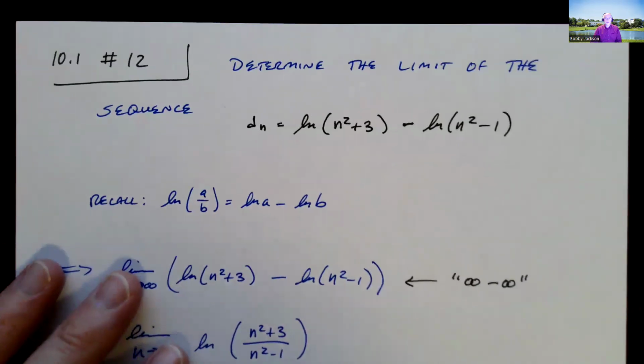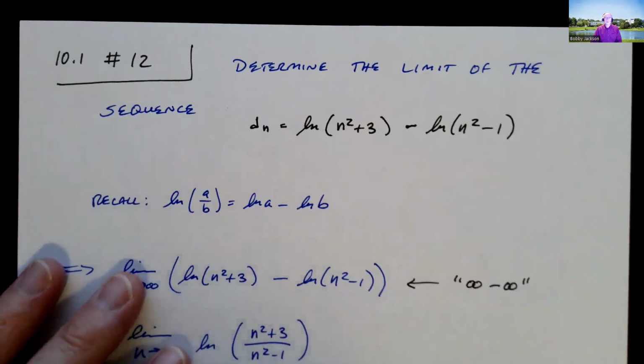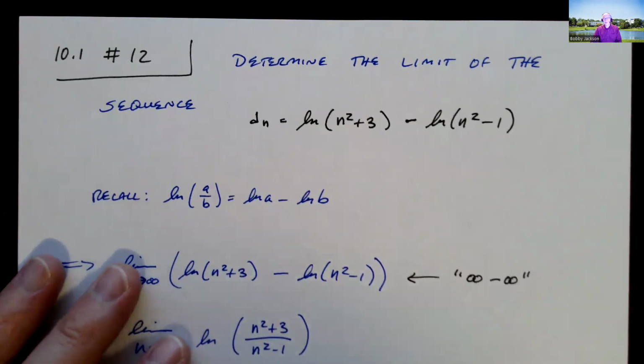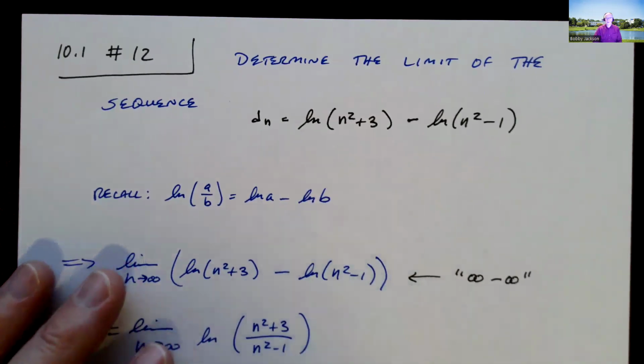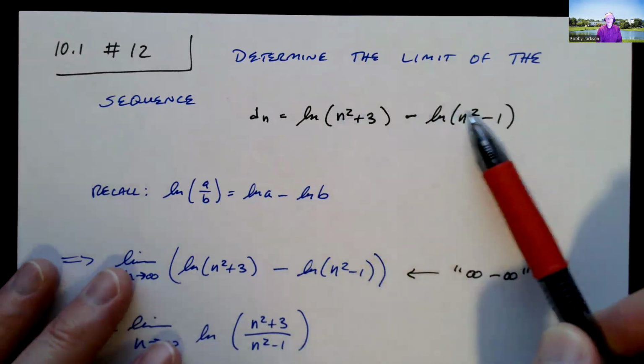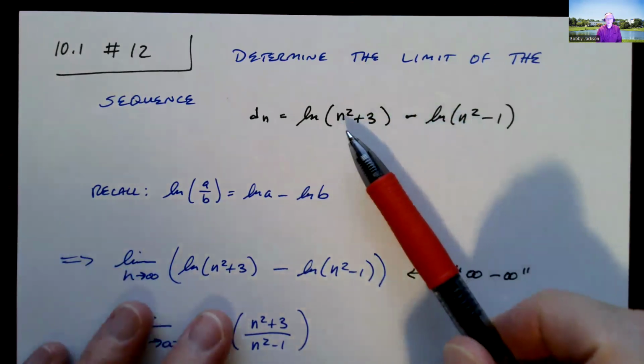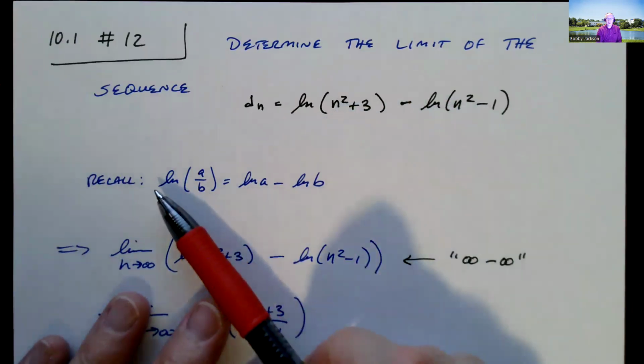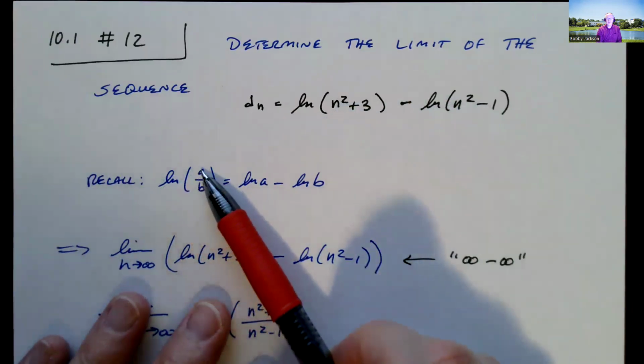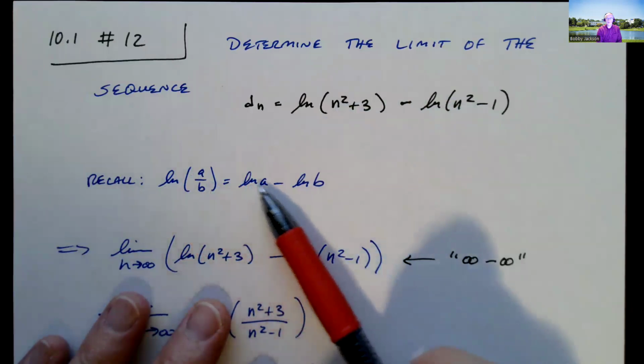Hey everyone, let's look at number 12 here in 10.1. We're going to determine the limit of the following sequence, which is basically the difference of two logarithmic expressions here. To evaluate this limit, I'm going to use the fact that the natural log of a divided by b is just the difference of logarithms.